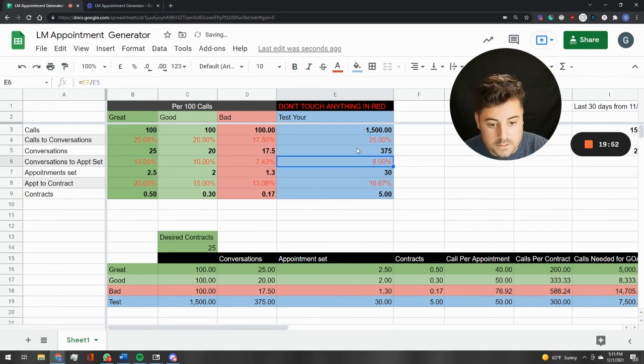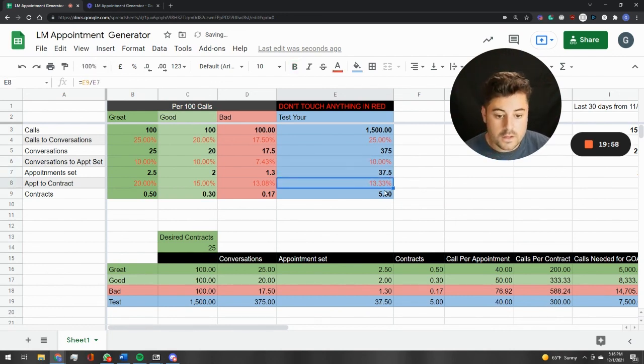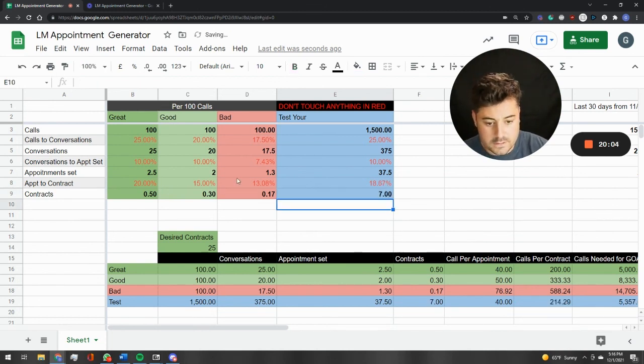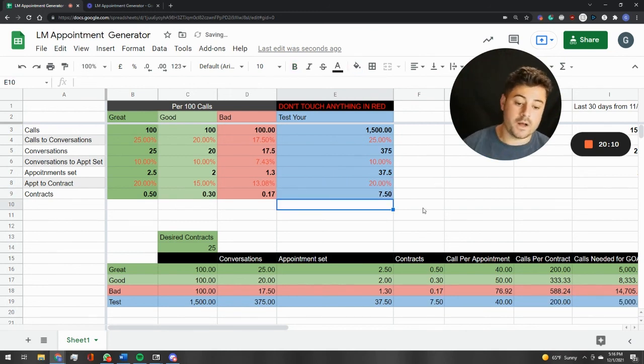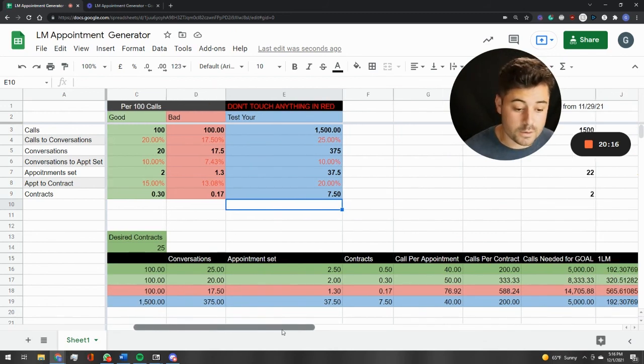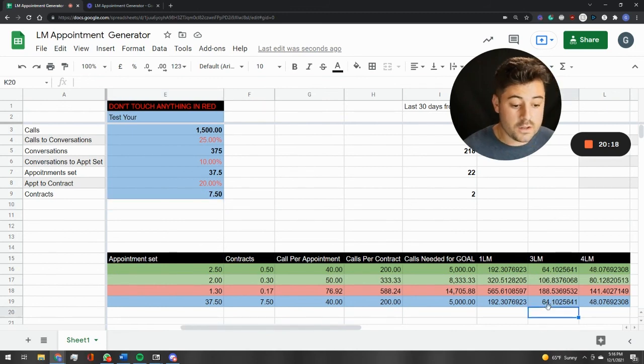Let's just do basic math here. So 375, and let's keep it at 10%. That would be 37.5. And let's get this at 25 or 20%. So I'm just going to have to guess here. 7.5 maybe. Oh, that's not the right number. Sorry, I should have already done 7.5. So now let's see what we can do if we go to the great. Now I know it's a stretch, but why can't we try to get there? They only need 64 calls to get there, right?